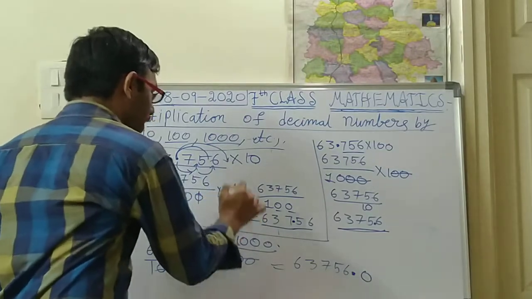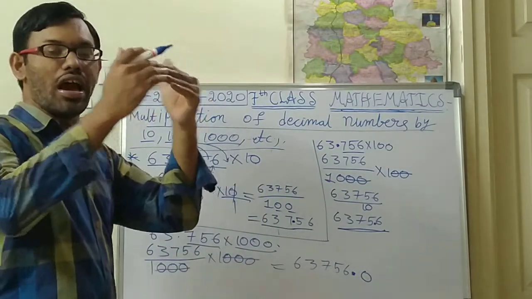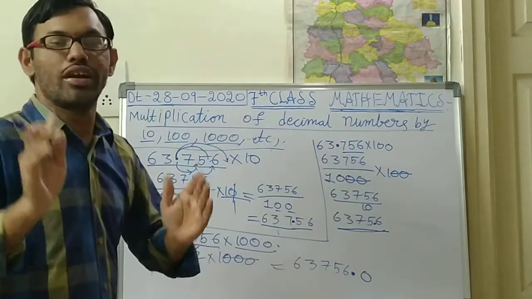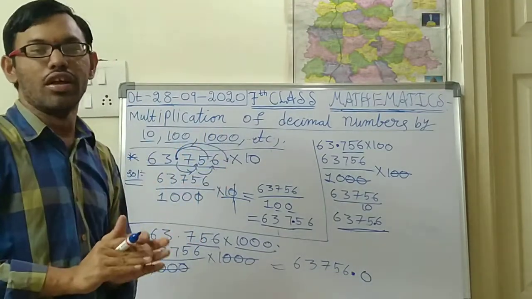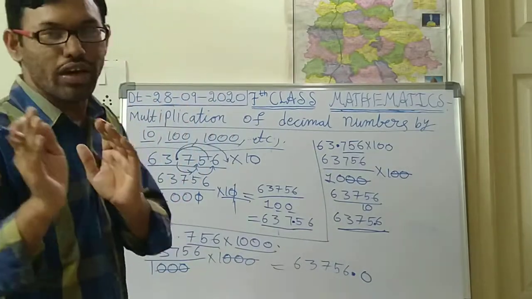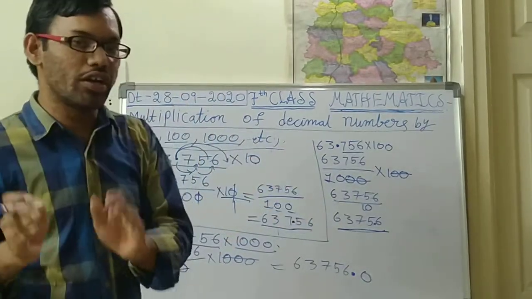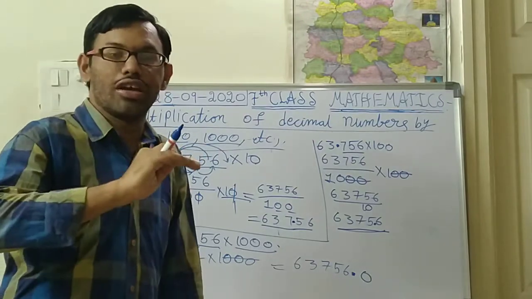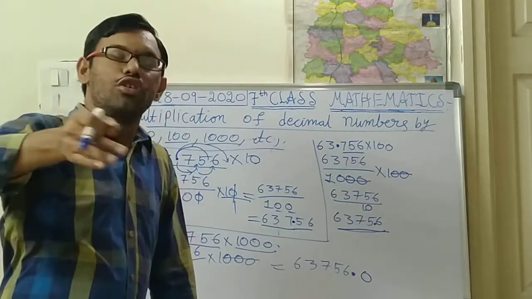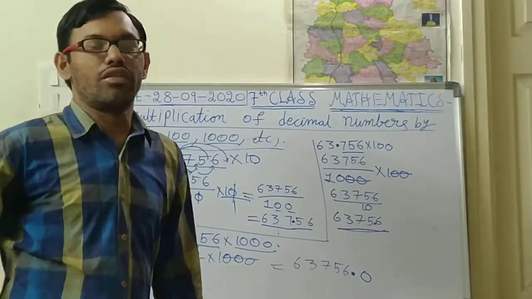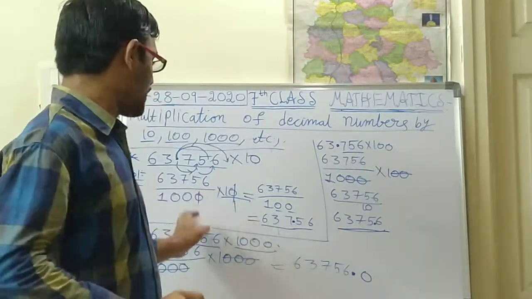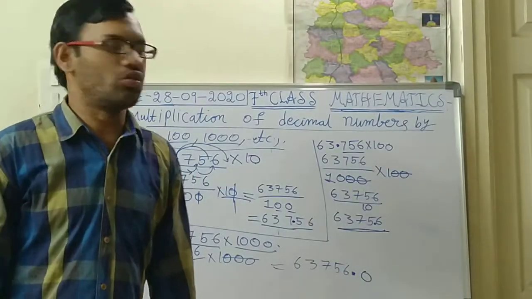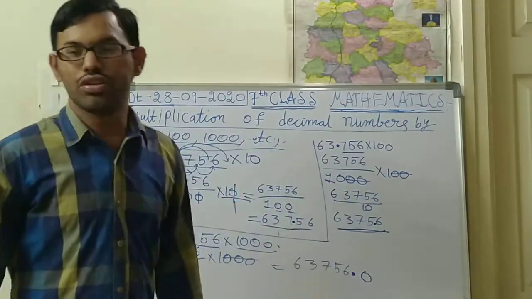So here 10 means 10 by 1. So numerator and denominator number should be cancelled. Not numerator to numerator or denominator to denominator. Numerator to numerator and denominator to denominator you are supposed to multiply, but numerator to denominator, denominator to numerator you are supposed to cancel if possible. If the cancellation is possible you can do. If not, you are not supposed to do. You are supposed to multiply both numbers.